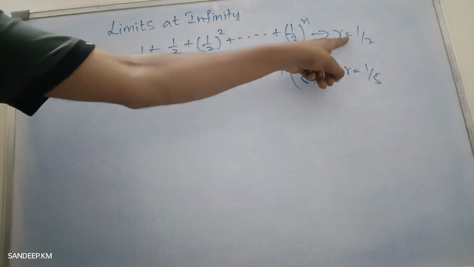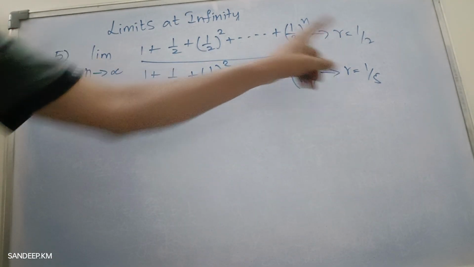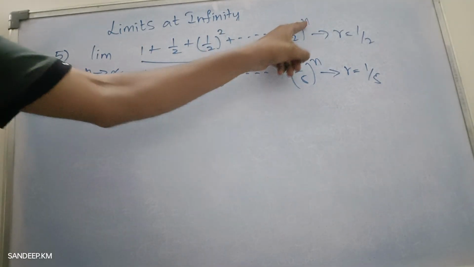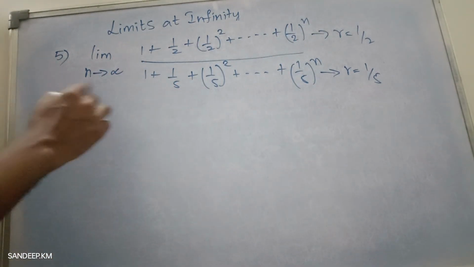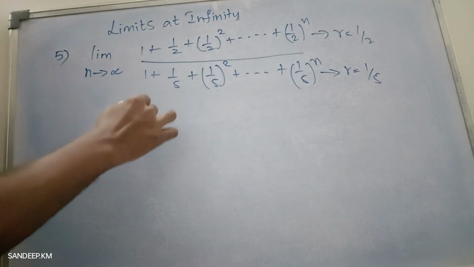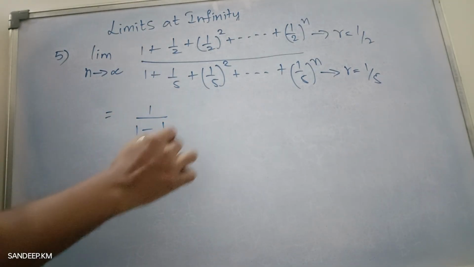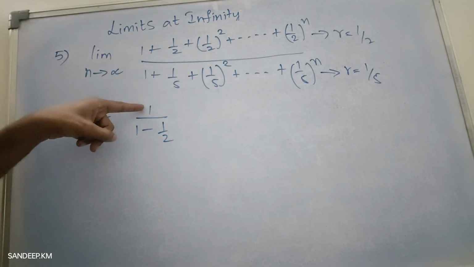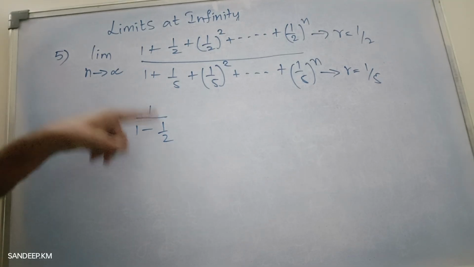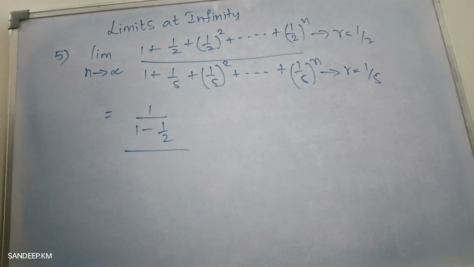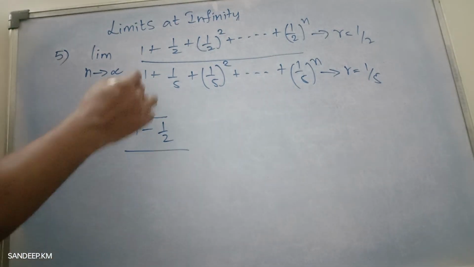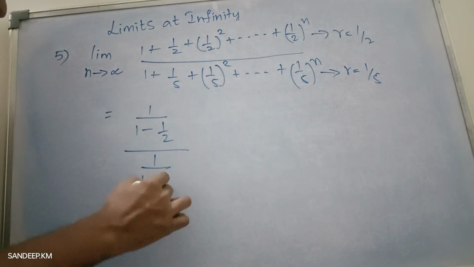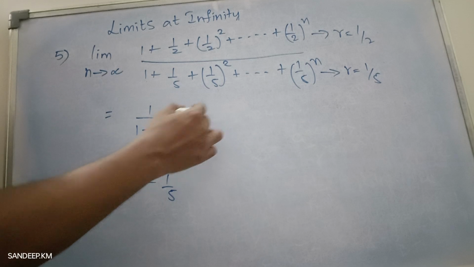Now, the common ratio in numerator is a proper fraction. So what is sum of infinite terms? Because n approaches infinity, na, the numerator is sum of infinite terms in GP. So the formula is a by 1 minus r. Correct or not? A is 1, a by 1 minus, common ratio is 1 by 2. Divided by, in denominator also the common ratio is a proper fraction. So here also a by 1 minus r. So what is the answer, dear students?